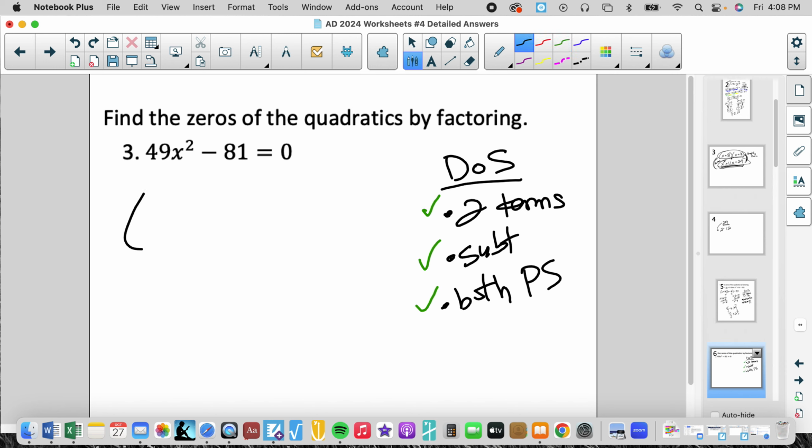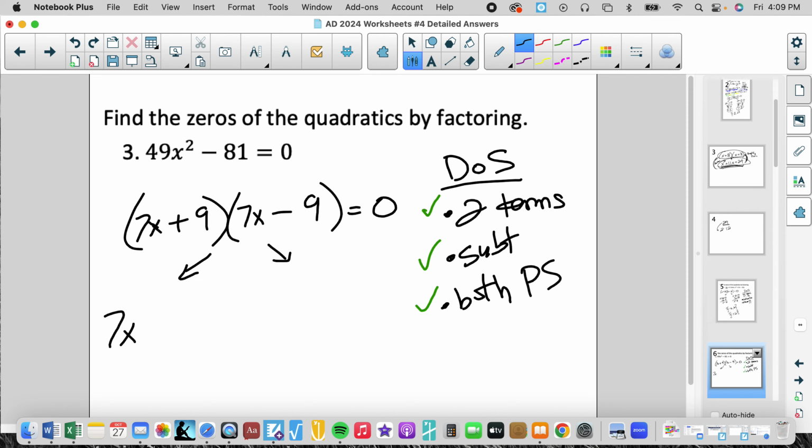So we know that they're going to produce conjugates. One's going to be plus, one's going to be minus. And so we take the square root of 49x squared, which is 7x. And those are going to be my first in both of my binomials. And then the square root of 81, which is 9. And those are going to be the lasts. And I know that the product of two boxes equals 0. We know that 7x plus 9 must be equal to 0, or 7x minus 9 must be equal to 0.